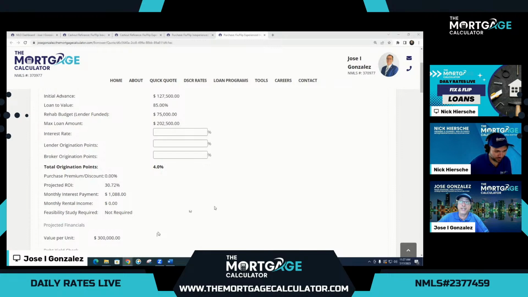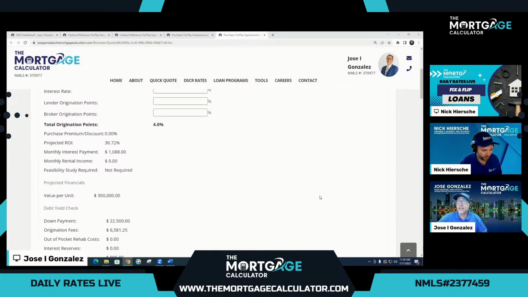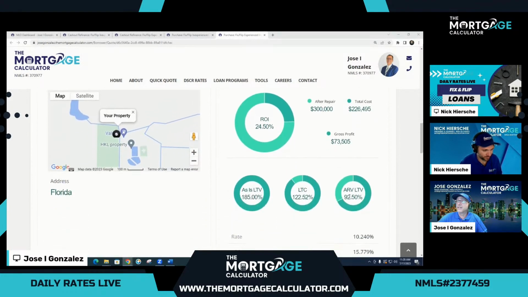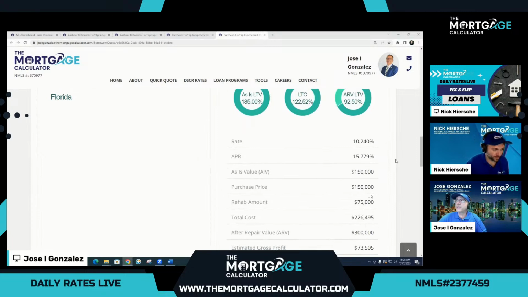That's why they're giving 85% of the initial purchase at closing, as they call the initial advance, and then the 75% of the rehab budget that's being financed by 100% of it is going to be on a draw basis, like most other construction loans. And to get to our interest rate is 10.24%. So again, here you see ARV 300 adds a little bit of extra.